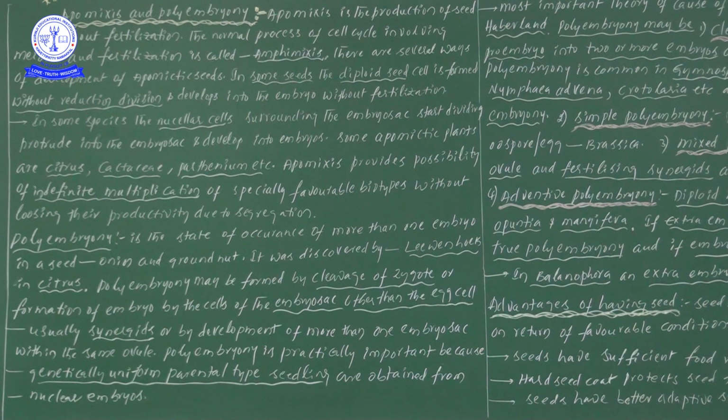Next, some apomictic plants, for example, citrus, cactus family members, and Parthenium species. Apomixis provides a possibility for the indefinite multiplication of specially favorable biotypes without losing their productivity due to segregation. This particular point we have discussed at length in previous classes, in your presence, so that is the point we have discussed now.